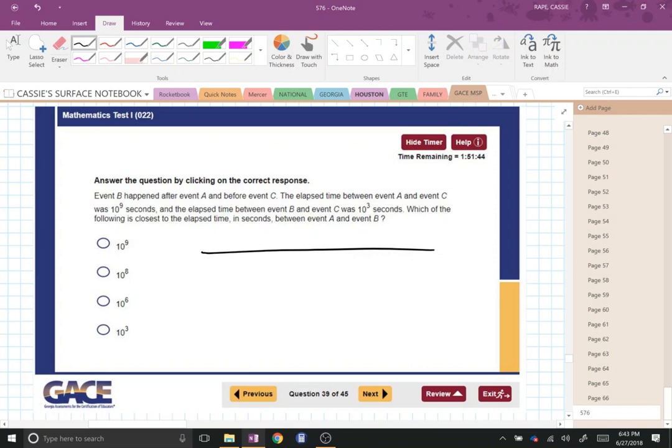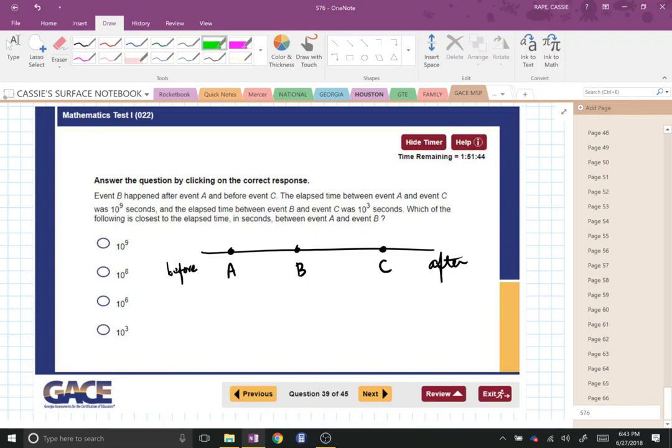It says B happened after. If this is before, and this is after, okay? So, event B happened after event A. So if here's A, B happened after event A, but before C. So C's over here.